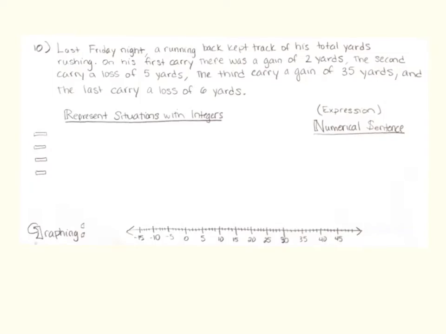Go ahead and pause the video and read question number 10 to yourself. Push play to resume when you're ready. Last Friday night, a running back kept track of his total yards rushing. On his first carry, there was a gain of 2 yards. The second carry, a loss of 5 yards. The third carry, a gain of 35 yards. And the last carry, a loss of 6 yards. Go ahead and pause your video and write down the key words along with the numbers so that you can write your integers in the first section.